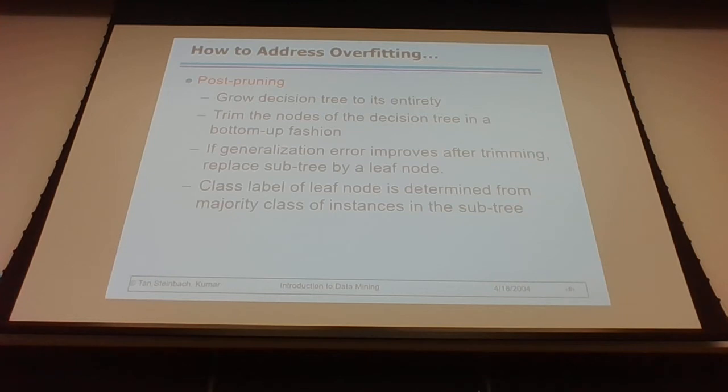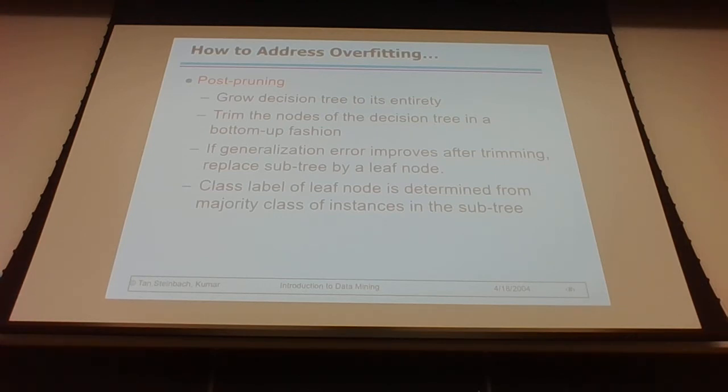So that is pre-pruning. And the other is post-pruning. Post-pruning means you let the tree grow to its entirety and then trim the nodes of the decision tree in a bottom-up fashion. Which means you start from the leaf nodes. You try cutting the leaf nodes and see what happens. If generalization error improves after trimming, replace the subtree by a leaf node.